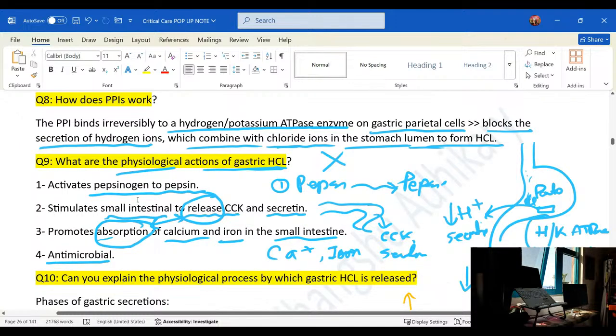Gastric acid activates pepsinogen to pepsin and gives an optimal environment for pepsin. It stimulates the small intestine to secrete secretin and CCK. It promotes absorption of calcium and iron in the small intestine. It also has an antimicrobial effect.